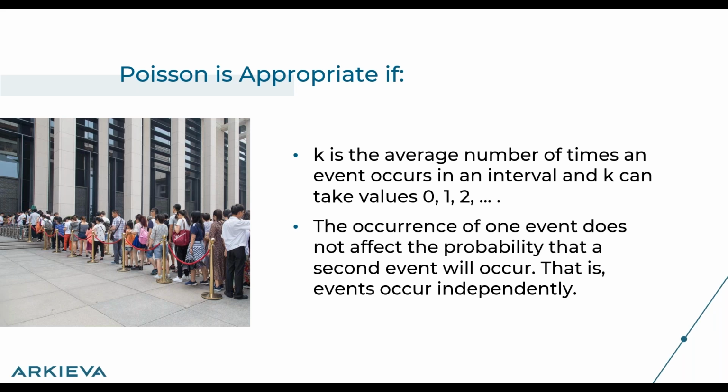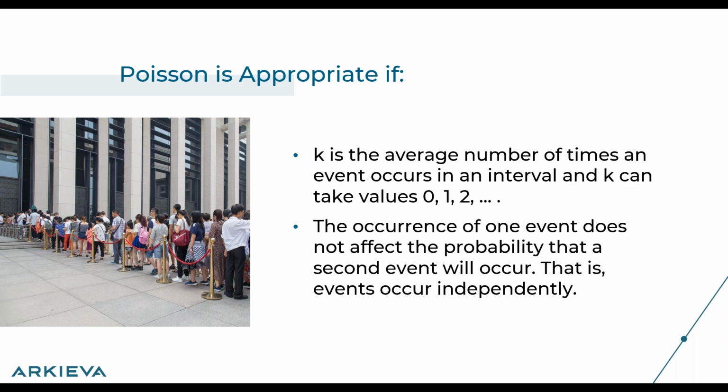If we break it down a little bit, when is the Poisson distribution appropriate? Well, here are some conditions. First of all, we have an event and we try to count it, and K is the average number of times an event occurs. An event can be anything: how many people come to a particular meeting room, how many messages you get in your chat box. These are all events. So K is the average number of times an event occurs in an interval of time, and K can take discrete values, so 0, 1, 2.